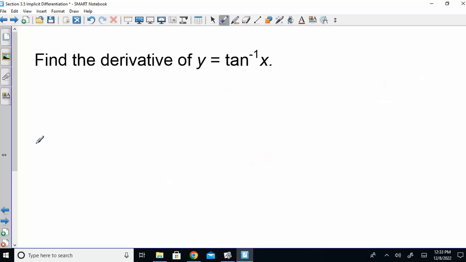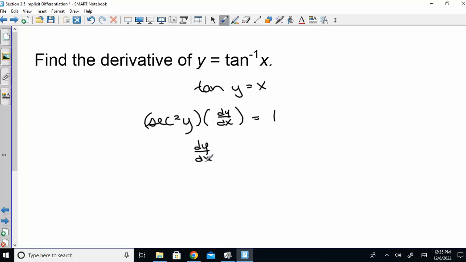Let's look at another one. Do you guys want to take a second and see how far you can get with this tangent inverse? Yeah, sure. See how far you can go. Very, very similar to what we just did. So this means tangent of y equals x. So your derivative of tangent is secant squared y, times the derivative of the inside, derivative of y is dy/dx. Derivative of x is 1. So dy/dx is 1 over secant squared y.